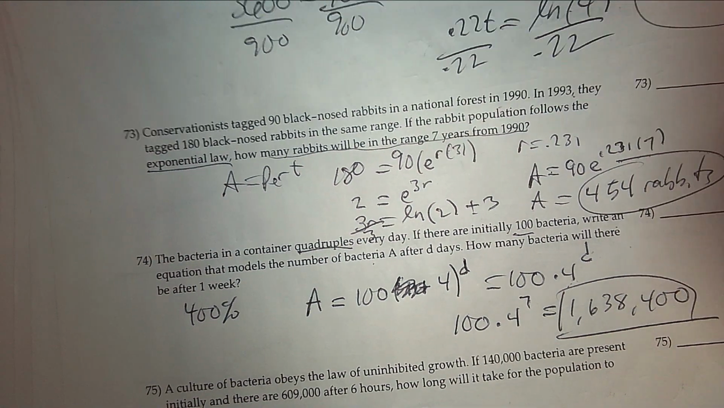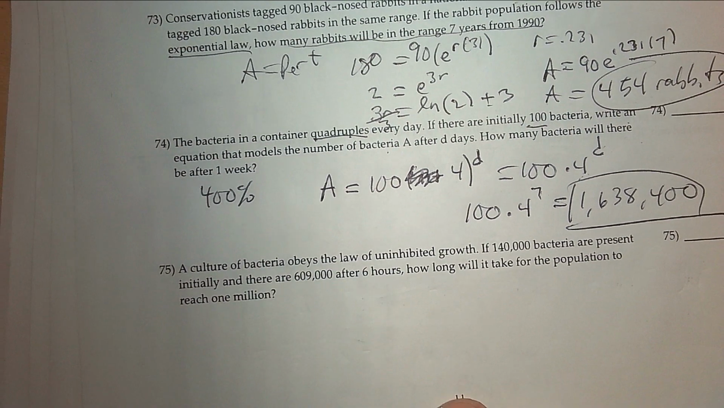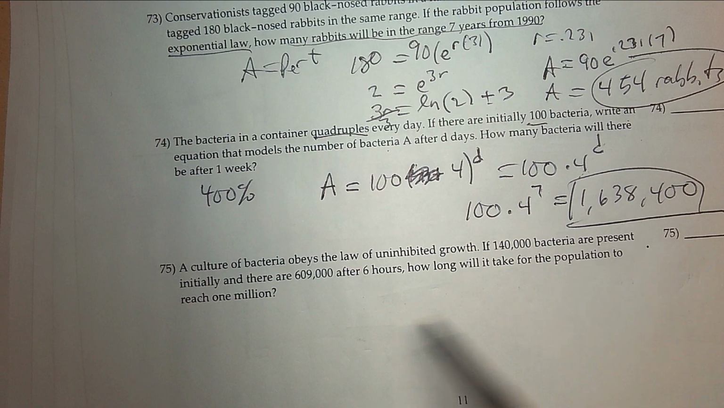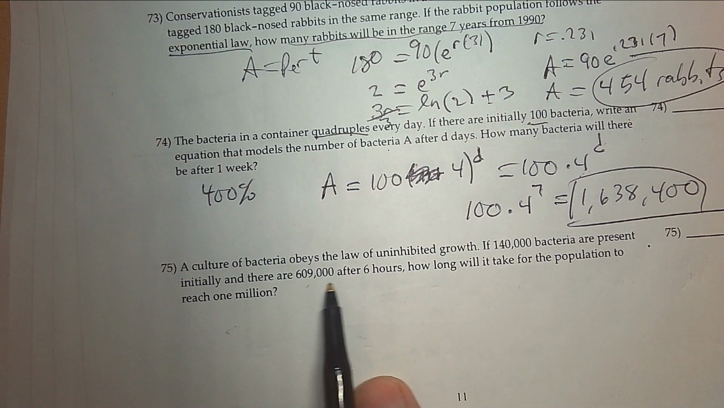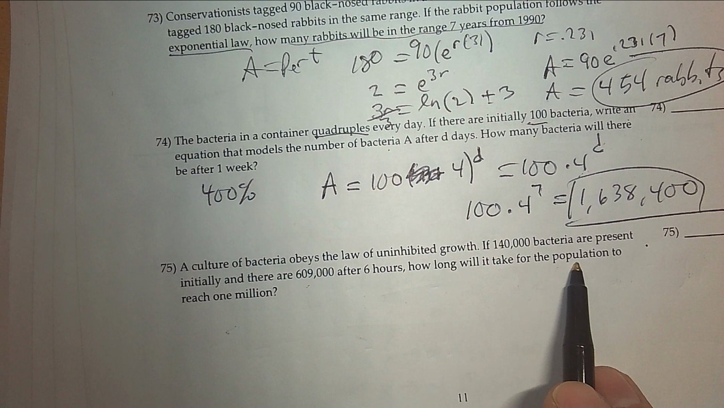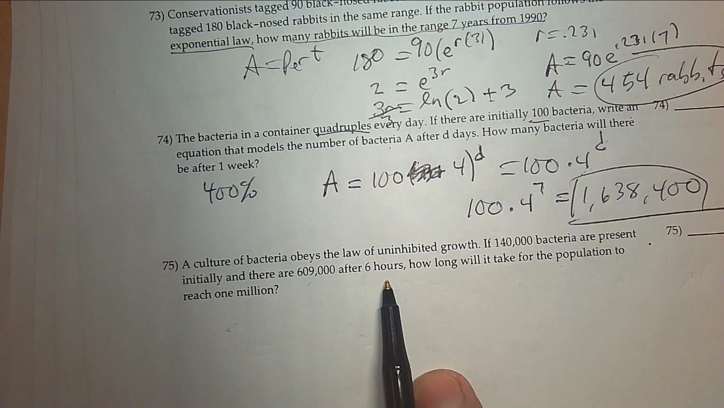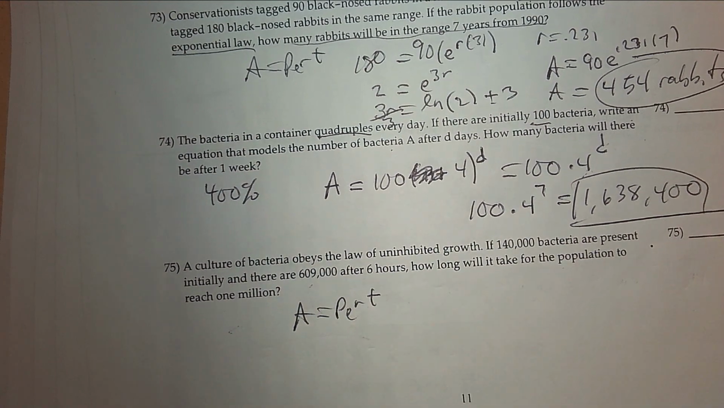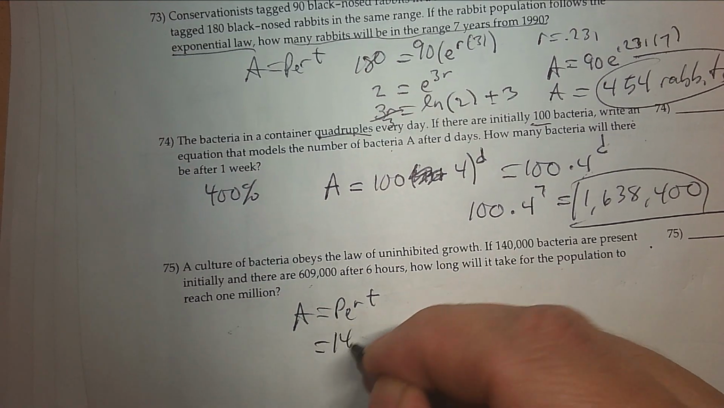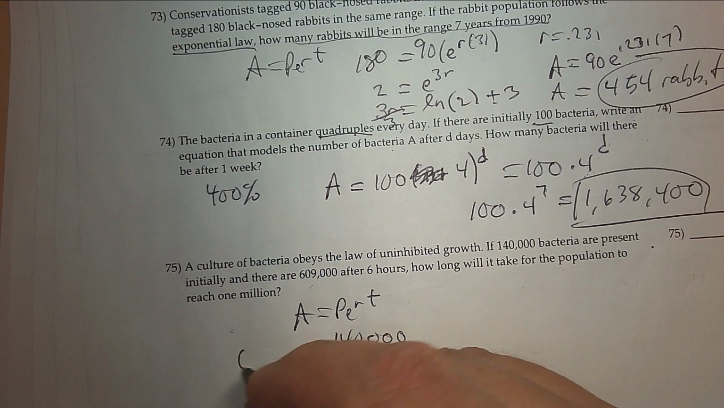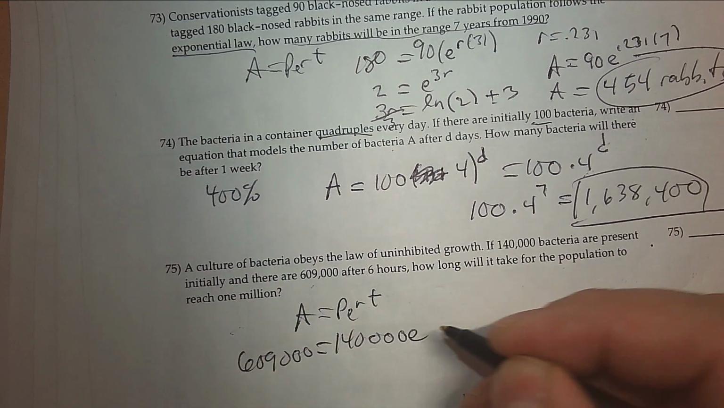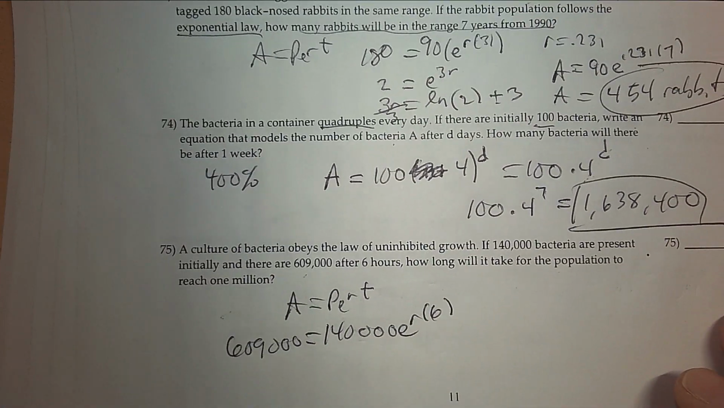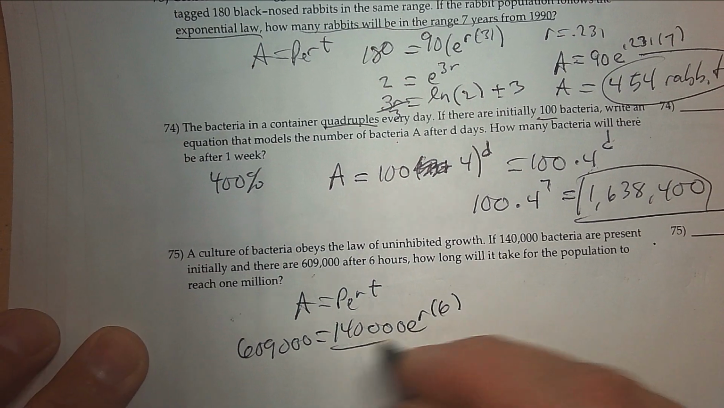A culture of bacteria obeys the law of uninhibited growth. If 140,000 bacteria are present initially, 609,000 after 6 hours, how long will it take for the population to reach 1 million? So this is a PERT question of the law of uninhibited growth. So we started with 140,000. There are 609,000, and that is after 6 hours. So we need to find the rate per hour.